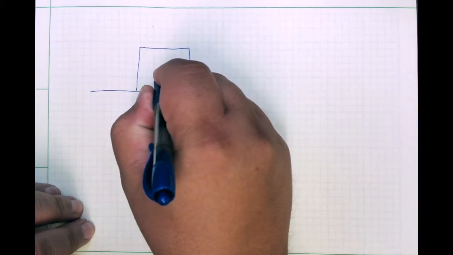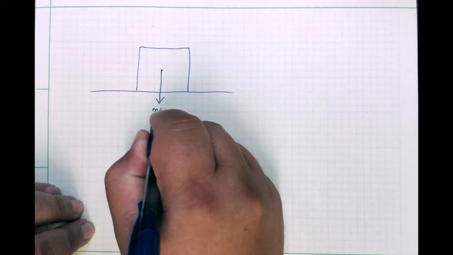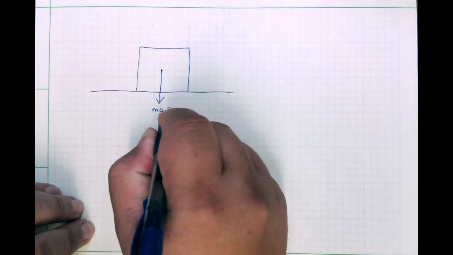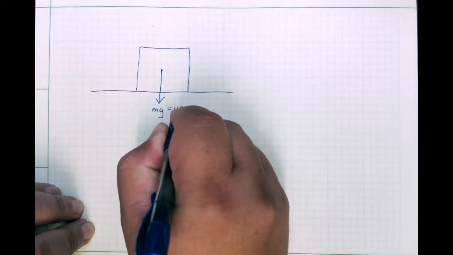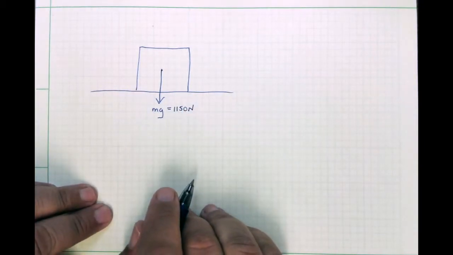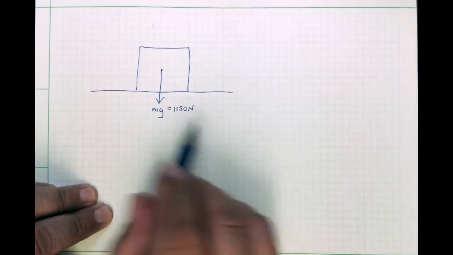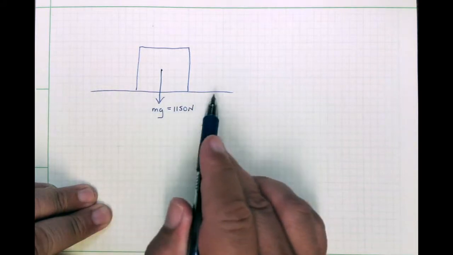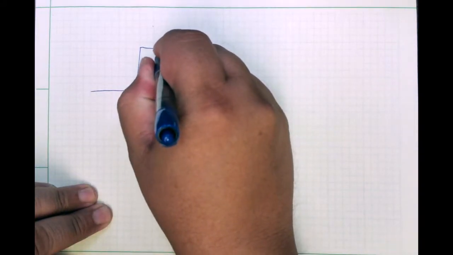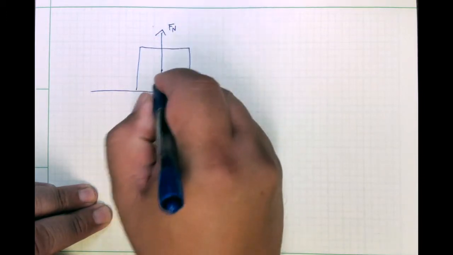One force that we can almost always rely upon is the gravitational force, mg, which in this case is equal to 1,150 newtons. Since the crate is resting on a surface, the normal force is acting on the crate, and since the surface is horizontal, that means the normal force is going to be vertical.